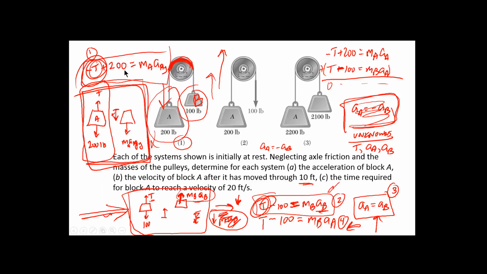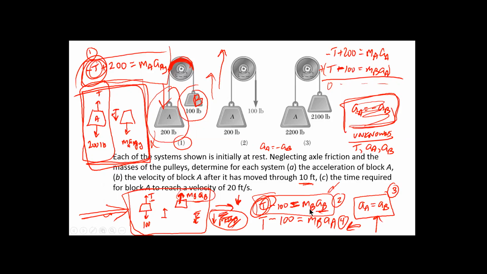F equals ma equation for right here. So I got a T up, and in this case we set our positive going down. So T is in the negative, and then 200 is in the positive, and this ma is in the positive. And then when I looked over at this one, I decided to set my positive going up, and I said T was up, and that's down.